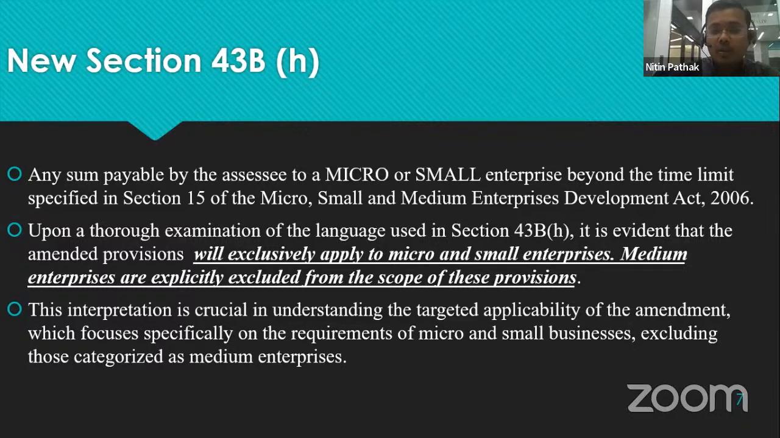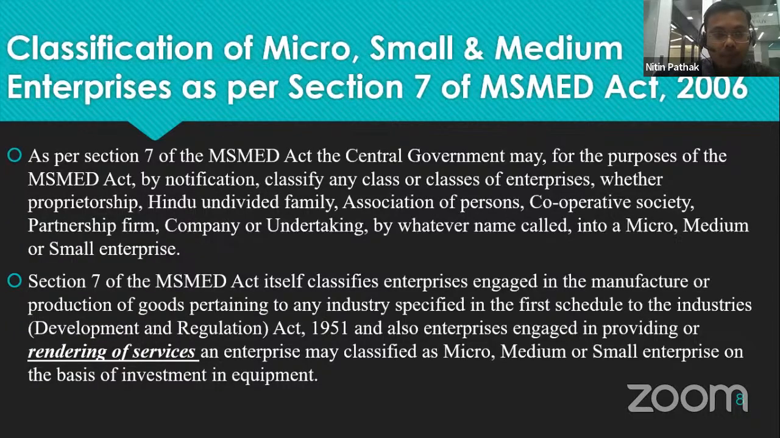This interpretation is crucial in understanding the targeted applicability: the focus is specifically on the requirements of micro and small businesses, not those categorized as medium enterprises. Okay. Under the MSME Act, as per Section 7, classification of the micro, small and medium enterprises.